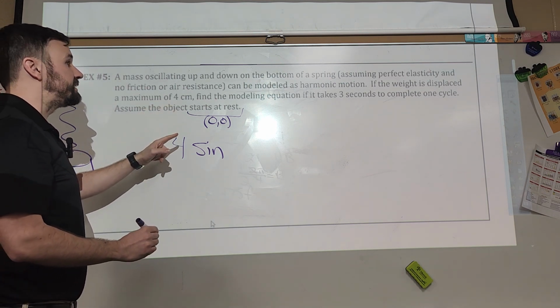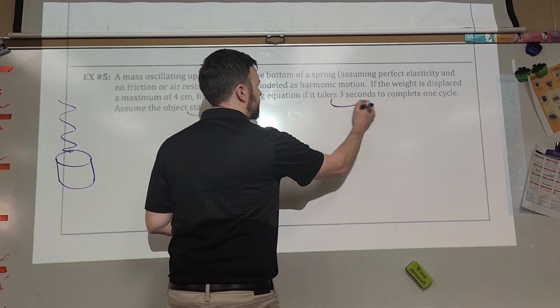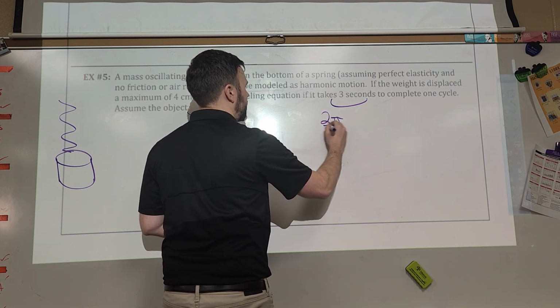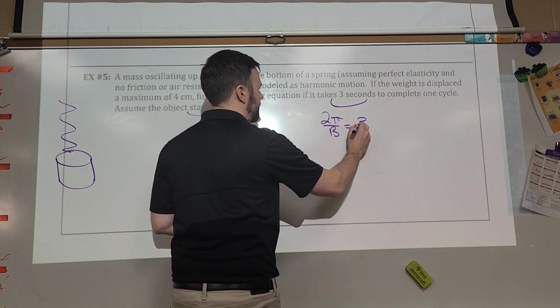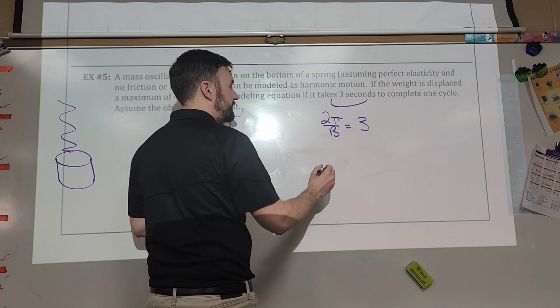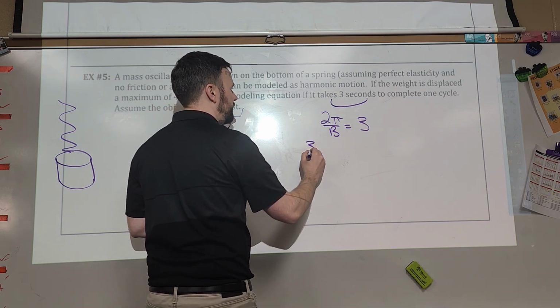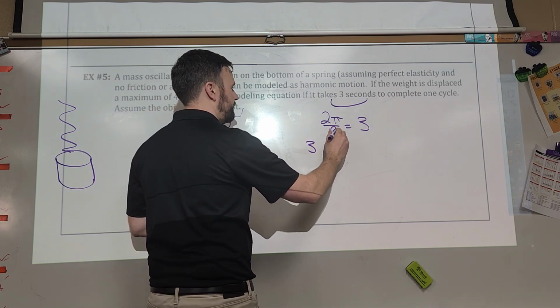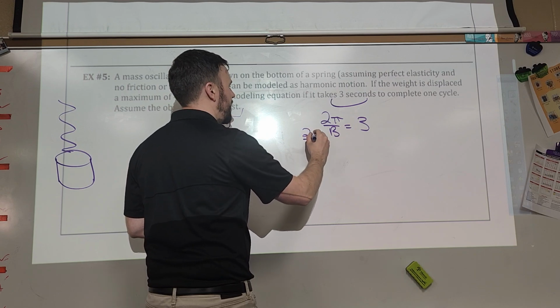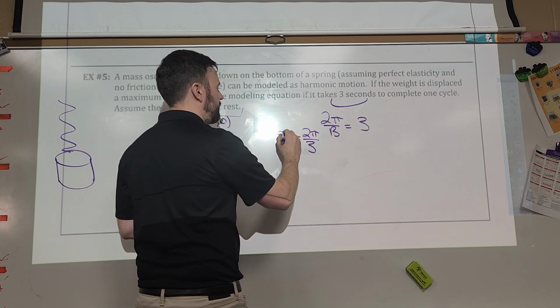It takes 3 seconds for one cycle. What's that mean? That means 2 pi over b equals 3. Let's see if we got it now. It's going to be 2 pi over 3 equals b, right?